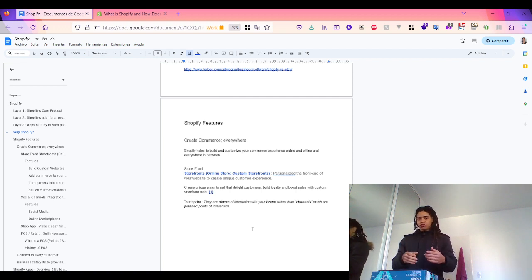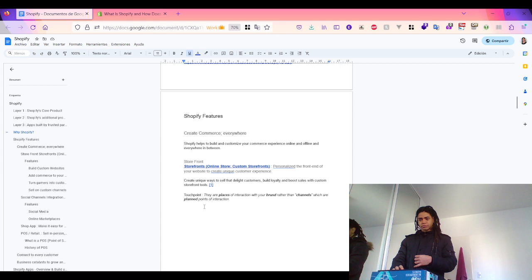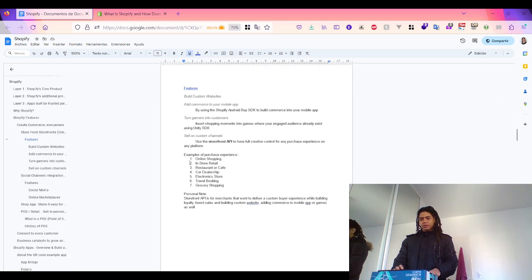And also you can use custom storefronts. So they mention here: sell on custom channels using the storefront API to have full creative control of the purchase experience. And the purchase experience can be online shopping or in-store retail, cafes and restaurants, electronic stores, travel booking, grocery shopping, car dealerships. So this is just one feature, the storefront.